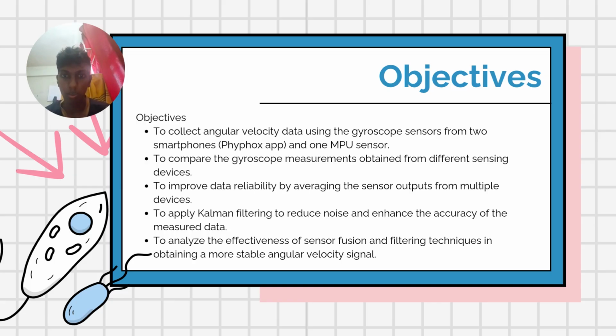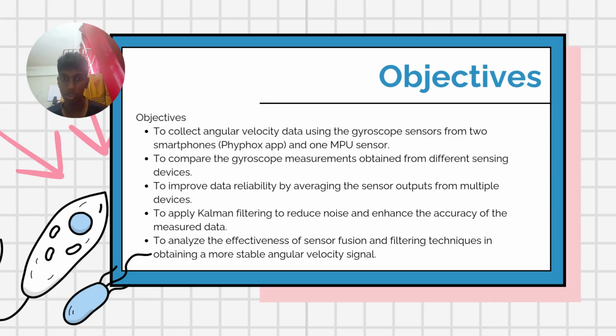The core goal of our project is that we have established five primary objectives of this experiment. First, data collection. Our baseline step is to collect raw angular velocity data. We achieve this by utilizing the internal gyroscope sensor of two separate smartphones, tracking using the Firefox app, alongside an external MPU sensor hardware module.